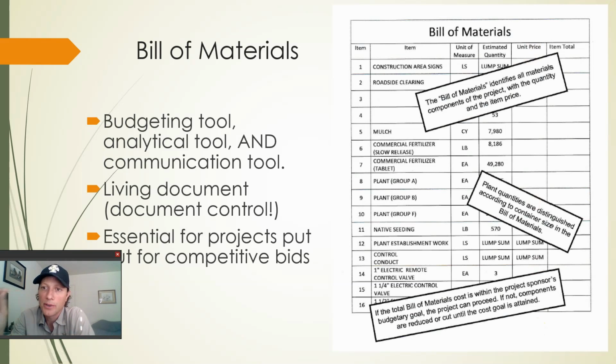So the bill of materials identifies all the material components of the project, and then it attaches prices to each of those. It's a budgeting tool, but it's also a communication tool, and that's probably the takeaway here, is that it's a document that's going to change over time, because you may get halfway into a project and realize that you need twice as much of something and you have surplus of another thing, and you'll need to make adjustments.